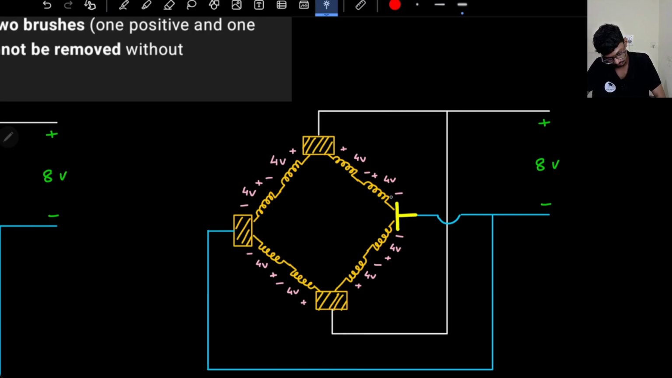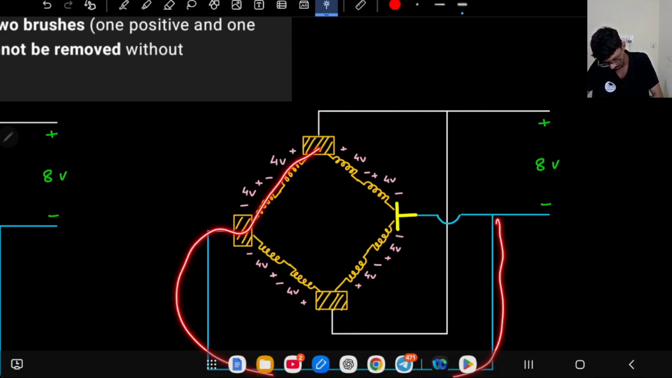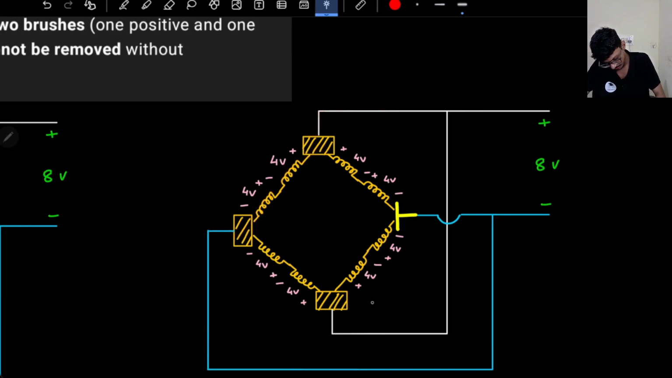So no current will flow through here. Basically this path will be there, 4 ampere current will flow through here, and this path will not be there. So 4 ampere current will flow through here, and for the rest of the 4 ampere current will come through here, okay? And will this path work?